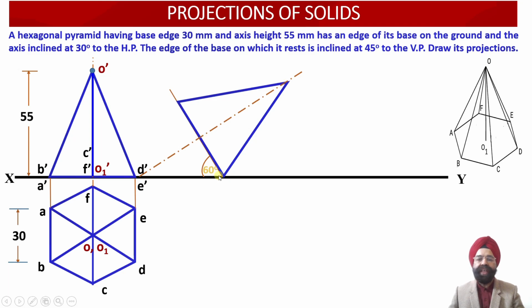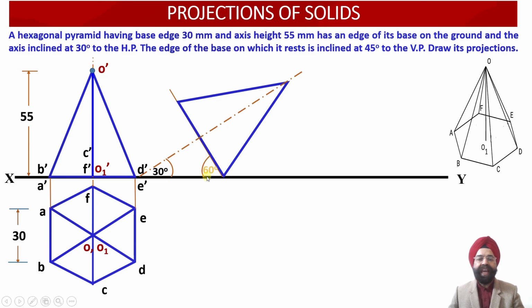So now you can check this distance marked over here. This should be equal to the distance between D dash, E dash and C dash, F dash over here. This distance will be marked as the distance between C dash, F dash and B dash, A dash over here. And finally this distance we have marked as axis height, equal to 55 millimeter.